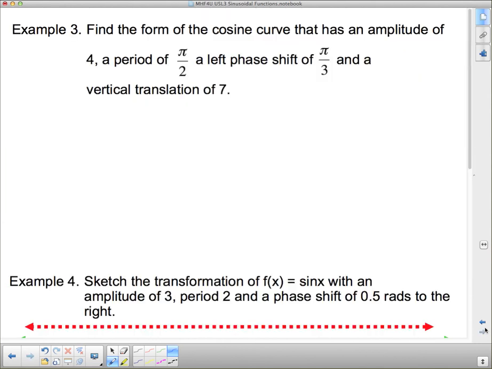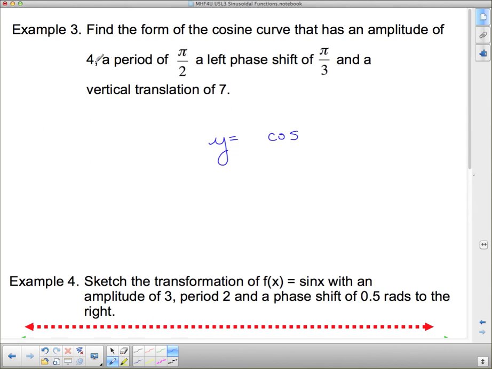Next one. Find the form of the cos curve that has an amplitude of 4, a period of pi by 2, a left phase shift of pi by 3, and a vertical translation of 7. Okay, we want the cosine curve, so here's how we're going to start. We're going to start by saying y equals cos.